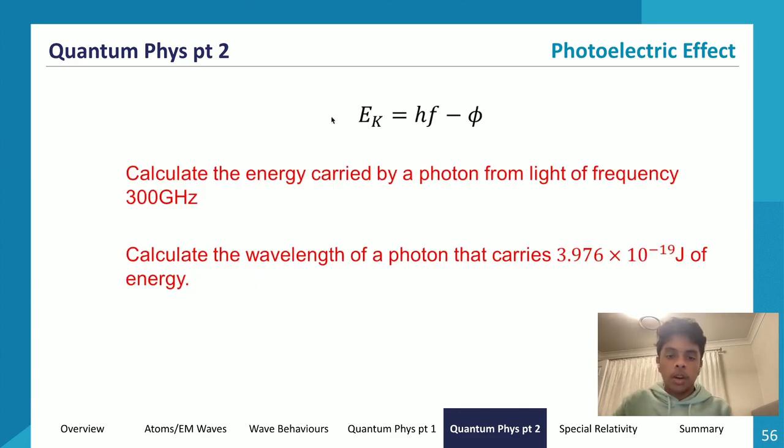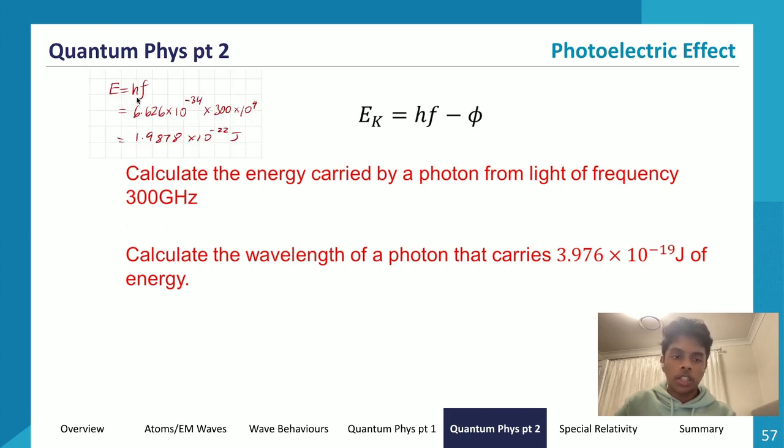So now let's go through a couple of questions. What we do is put into application our understanding of Planck's equation, so we don't use the equation over here. Calculate the energy carried by a photon from a light of frequency 300 gigahertz. So if I have a frequency of 300 gigahertz, how much energy do I have? Well, I follow E equals hf.